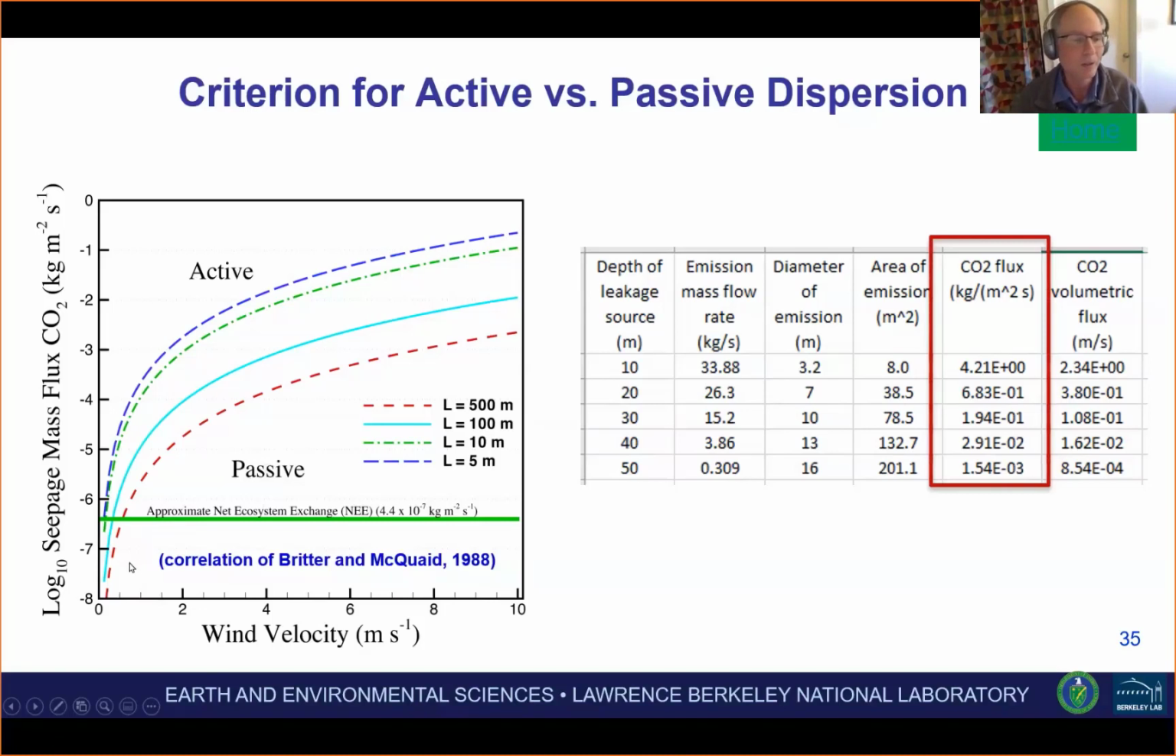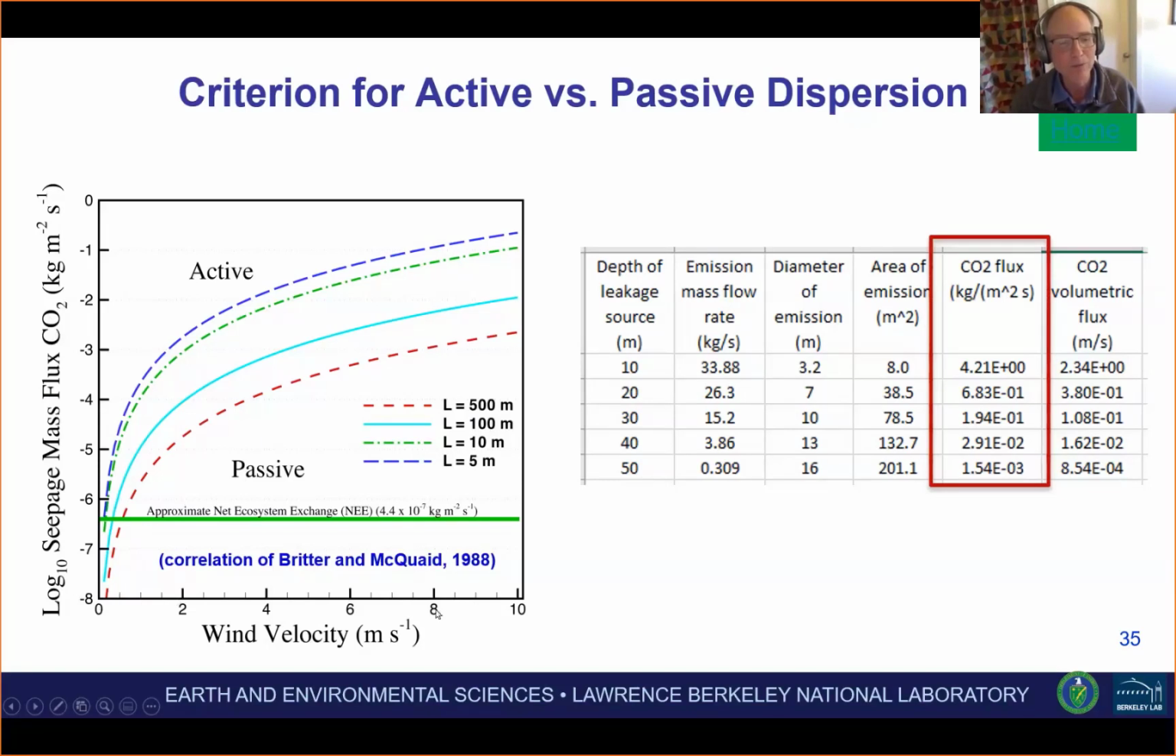it's reliant on external currents to drive itself. And so there's a criterion that Britter and McQuaid put together, and it's actually a function to some degree of the length scale of the source. And so I've plotted all the curves here for different length scales of the source. And this is a function most strongly of the mass flux of the leak, let's call it, out of the ground in this case, and the wind velocity.